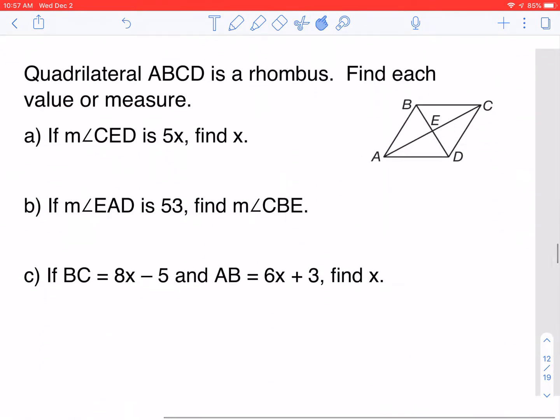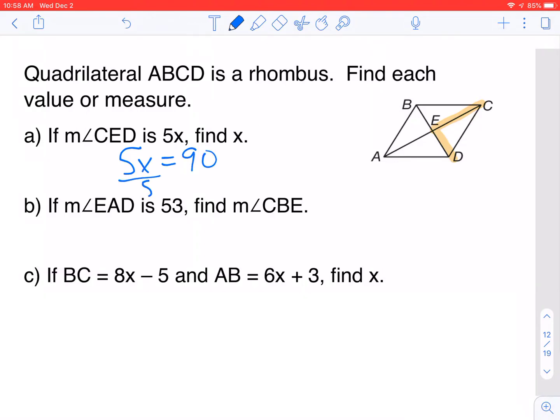Okay, let's do one more practice here. It says CED is 5x, find x. Well, let's look at CED. We know that's 90. So 5x equals 90. Divide both sides by 5. And if you do that in your calculator, x will equal 18.